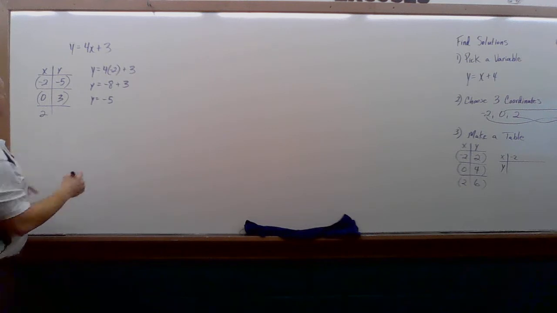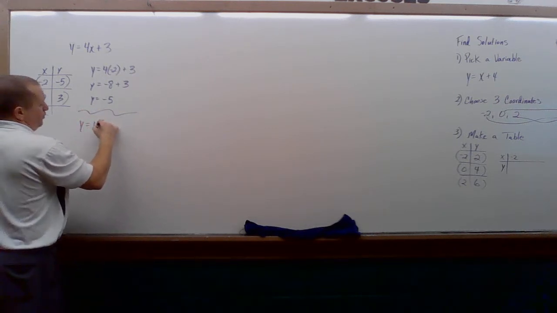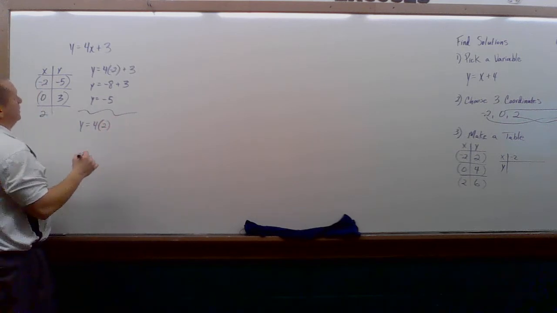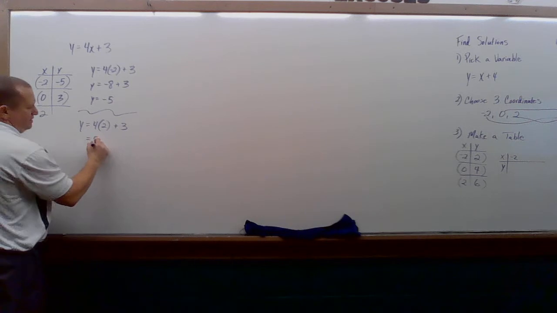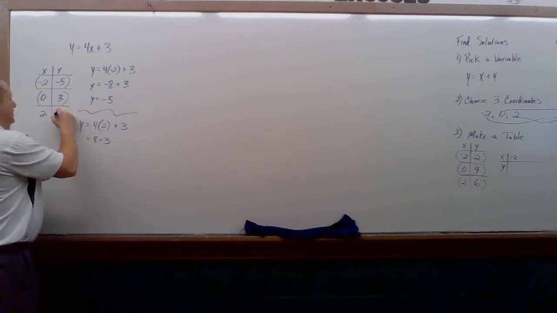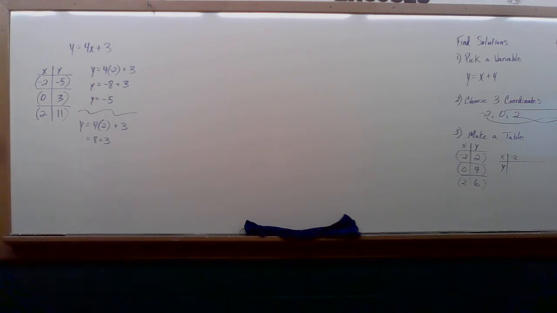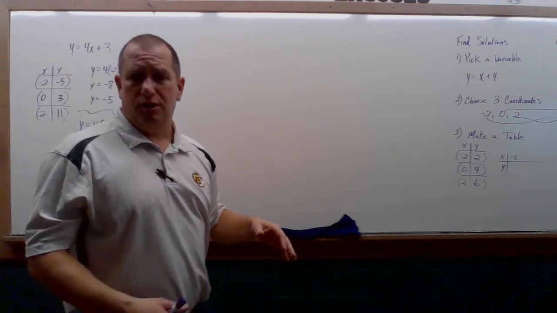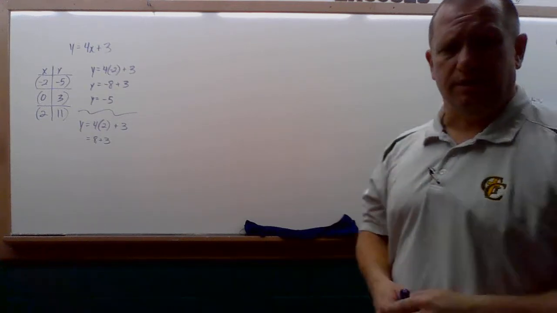And then last but not least, we put in our 2. So y equals 4 times 2, and then plus 3. 4 times 2 is 8. 8 plus 3 is 11. For this example, I wouldn't use 10 or even more than 10 or less than -10, because then your points, if you have to graph them, might get off of your coordinate plane over here.